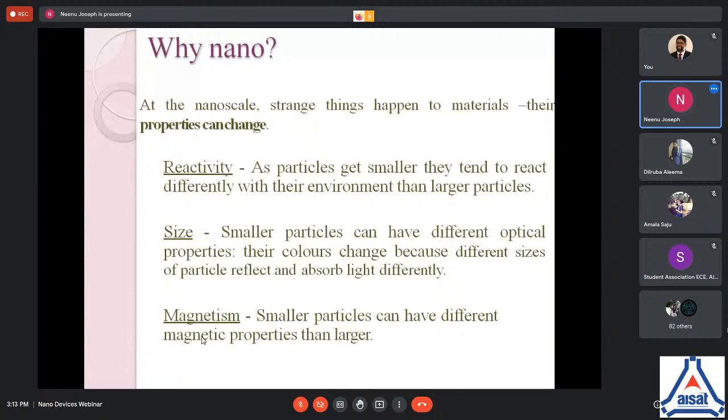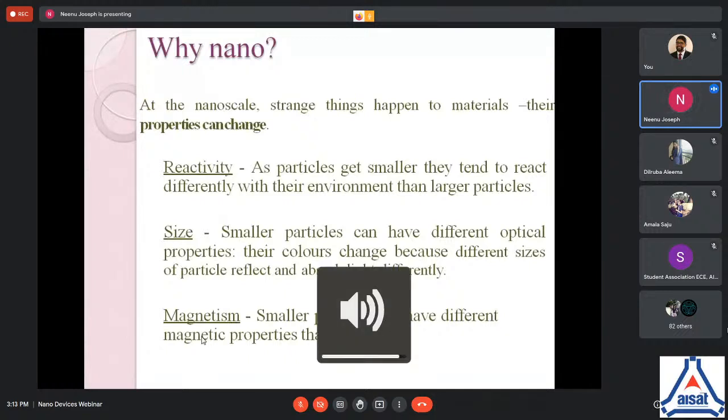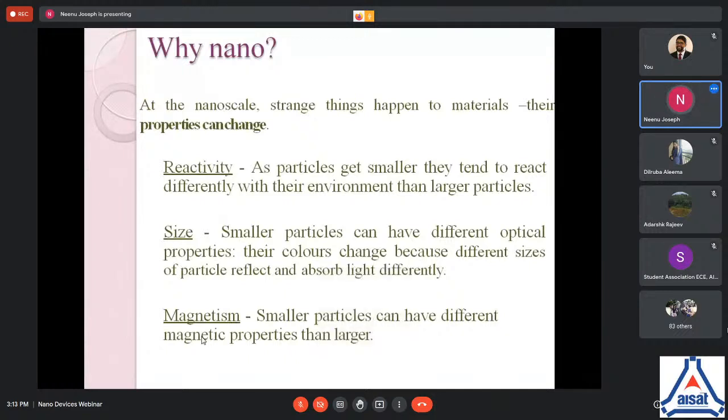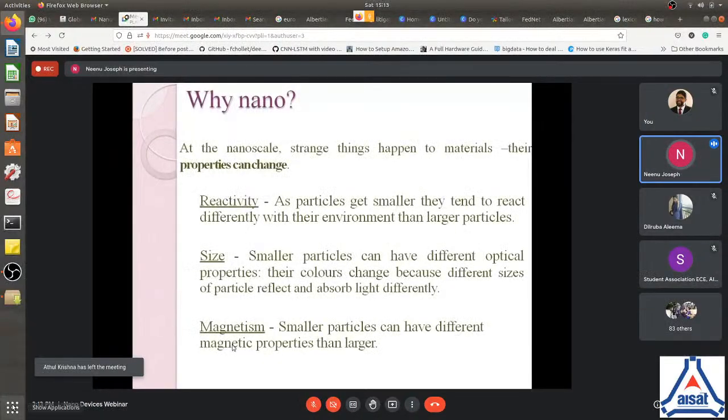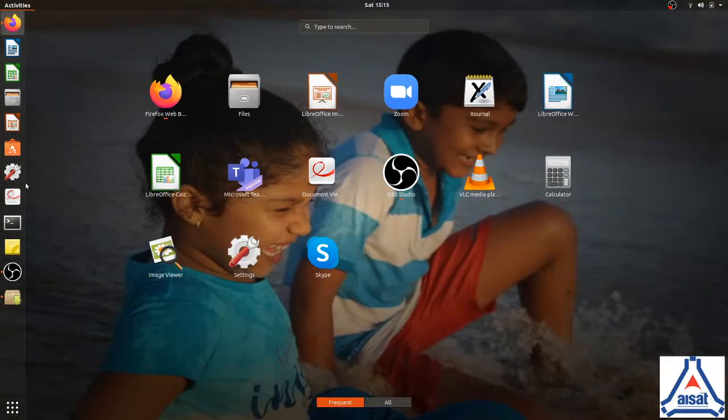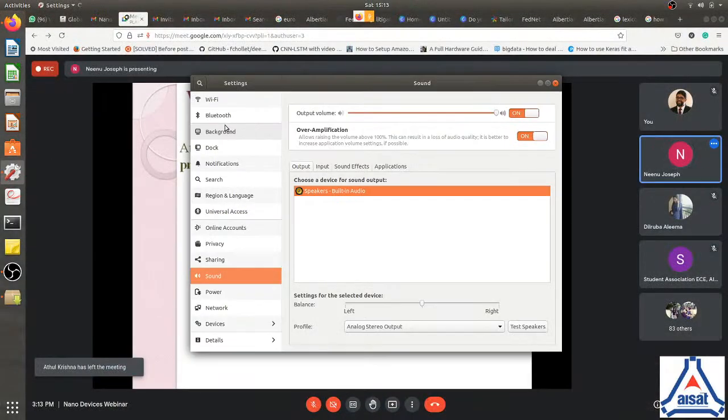Coming to size, smaller particles can have different optical properties. Their colors change because particles of different sizes reflect and absorb light differently. And in magnetism, smaller particles can have different magnetic properties than larger particles.